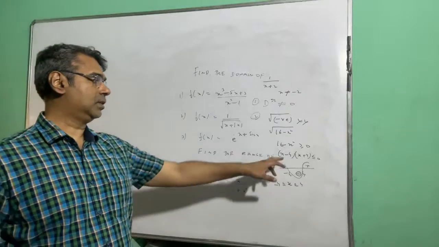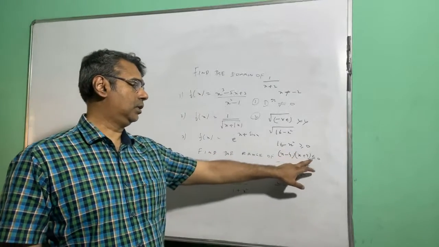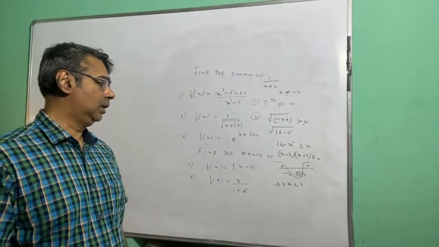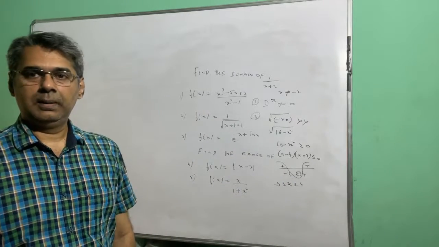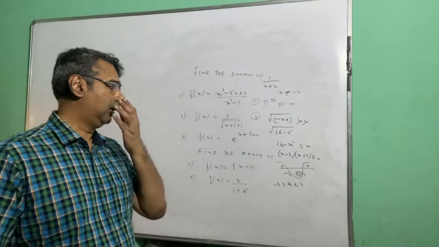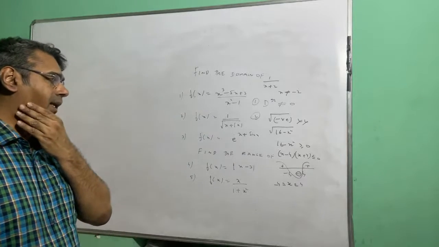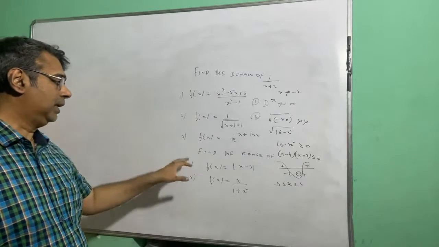So 16 minus x square greater than or equal to 0 means (x minus 4) into (x plus 4) less than or equal to 0. So the answer will be that x lies between minus 4 and plus 4. That will be the domain. Okay, now we come to range.